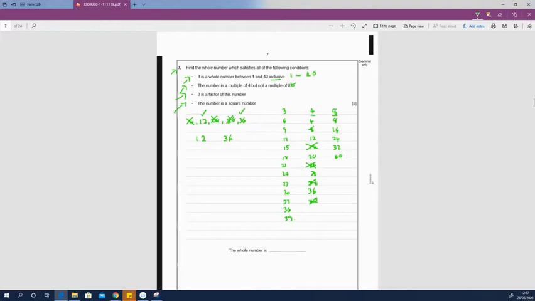The final clue is that the number is a square number. Now, a square number is achieved when you take one number and multiply it by itself. If I look at 36, I can see that 6 times 6 is equal to 36. So 36 is a square number. If I look at the number 12, I can have 2 times 6, 3 times 4, but never the same number multiplied by itself. So 12 is not a square number. The square number is 36, so my answer to this question is 36.